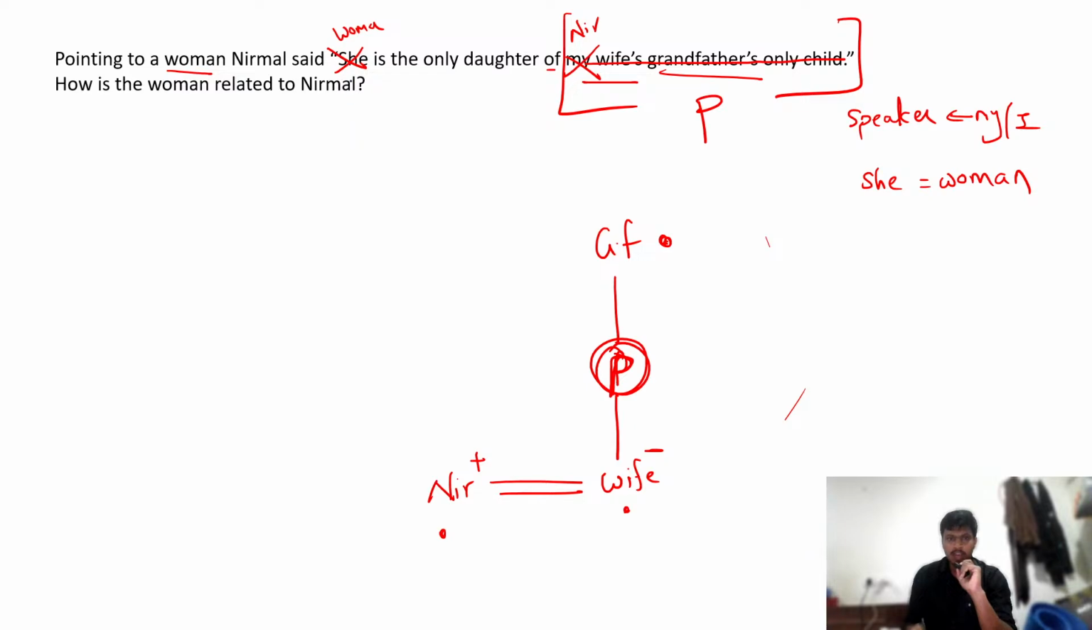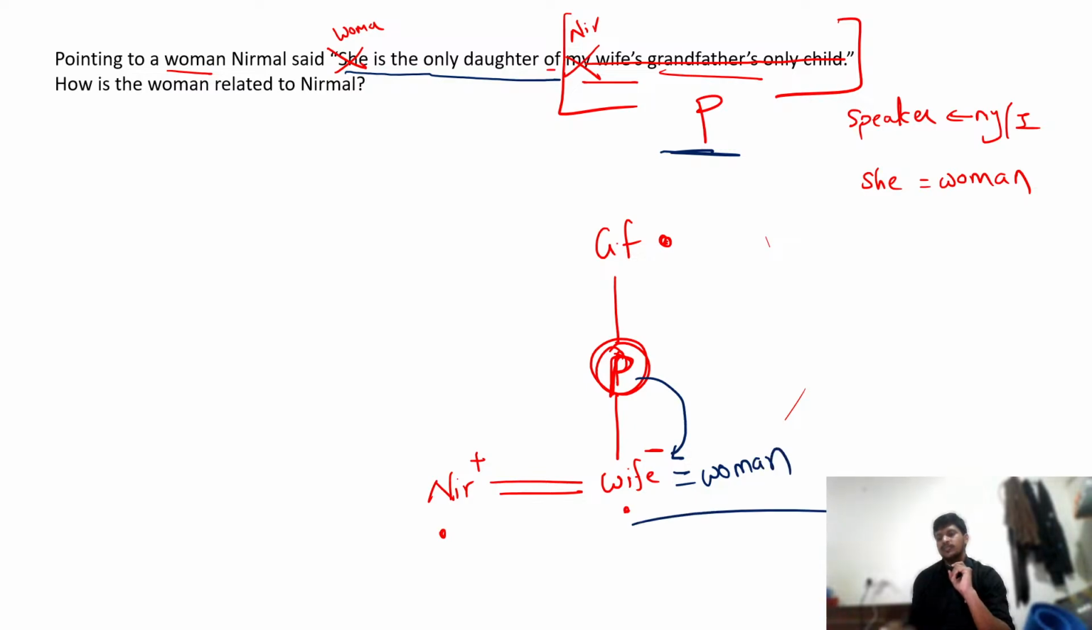Read once again. The woman is the only daughter of P. But P's only daughter is the wife. That means the woman is none other than Nirmal's wife. Guys, repeat once again. The woman is the only daughter of P. Only daughter of P is the wife, and he is saying she is the woman. That means the woman is none other than Nirmal's wife.